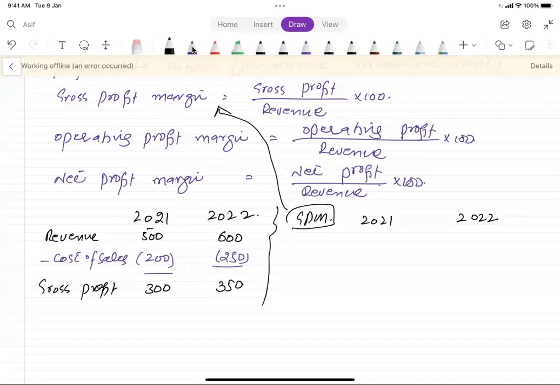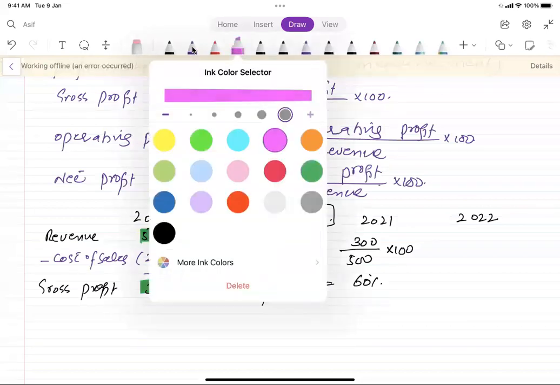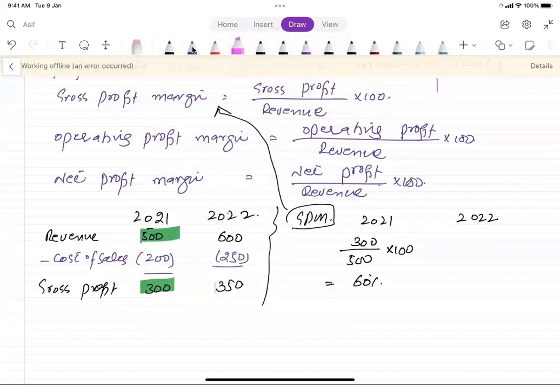For 2021, the formula is gross profit over revenue, I mean 300, the gross profit, divided by 500, the revenue, multiplied by 100. What is the answer, Adnan? 300 divided by 500 multiplied by 100, that is 60%. Okay, now let's move to 2022. For 2022, what is gross profit? 350. What is the revenue? 600. Let's put them into the formula.